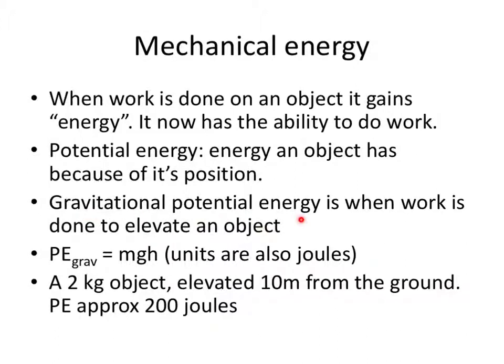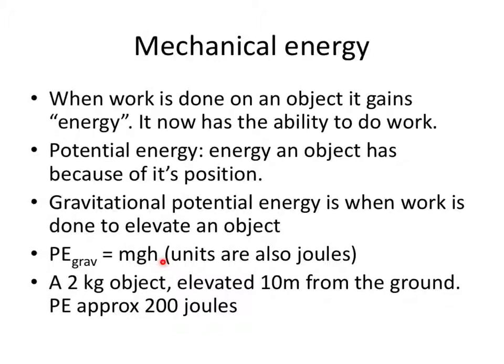And gravitational potential energy is when you are doing work to elevate an object, to pick an object up some given height. The formula for gravitational potential energy is mgh. In other words, the mass of the object times g, remember, is the acceleration due to gravity, 9.8 meters per second squared, times whatever vertical height the object is lifted up.